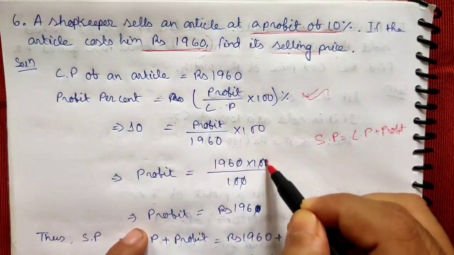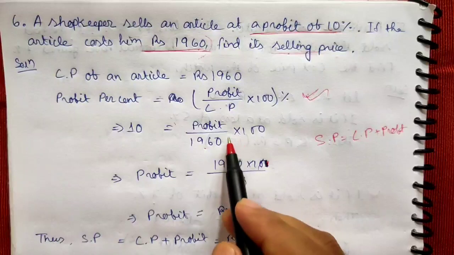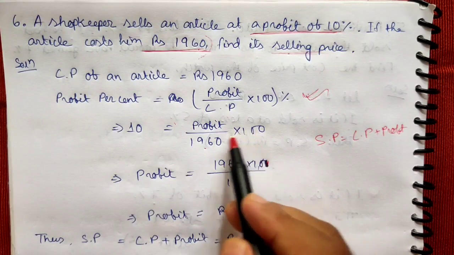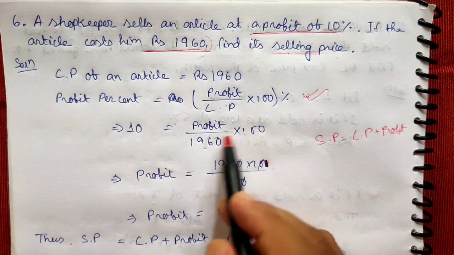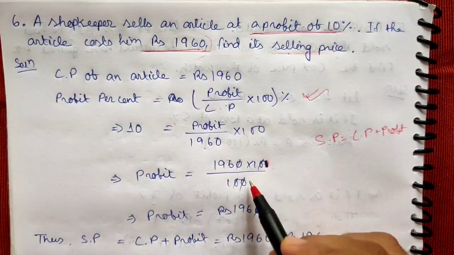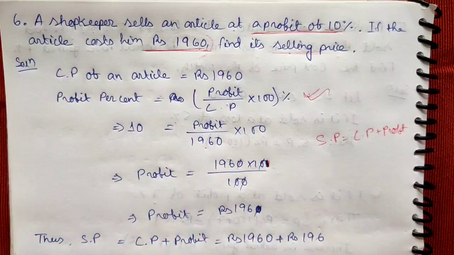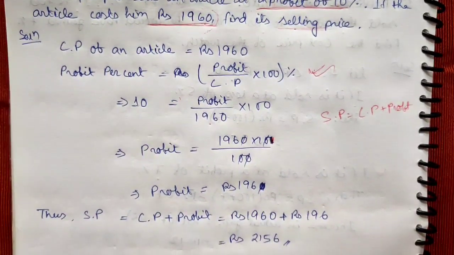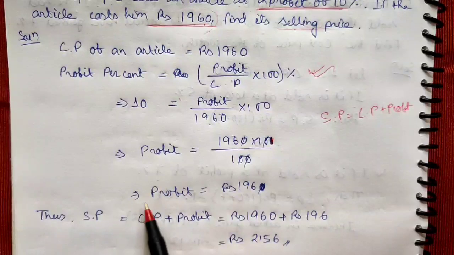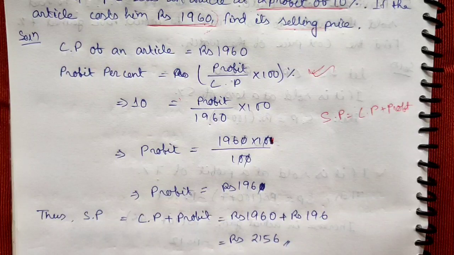It is multiplied with 10. And this 100 is what? 100 is multiplied with profit, isn't it? So, when you change the sign, it gets divided. Now, this 10 got cancelled, whatever you say, cancelled or anything else. So, what is left? 196. So, we have written profit equals 196. I hope up to this clear.